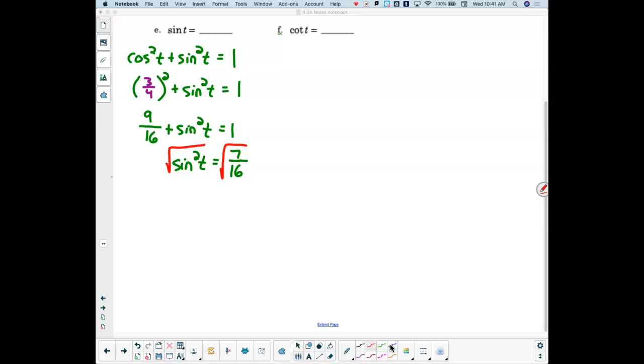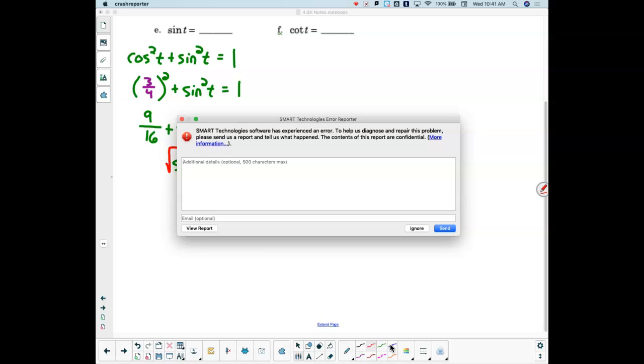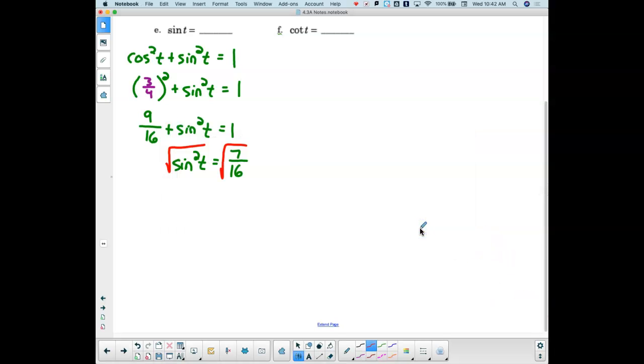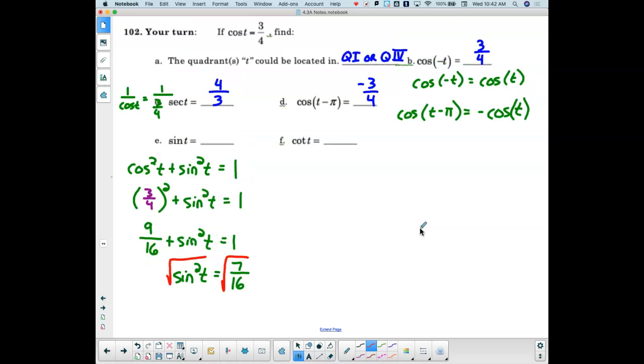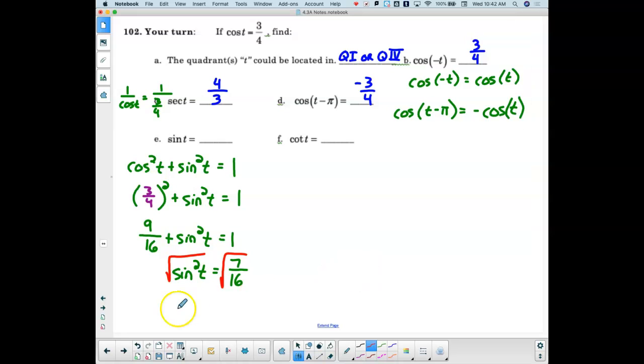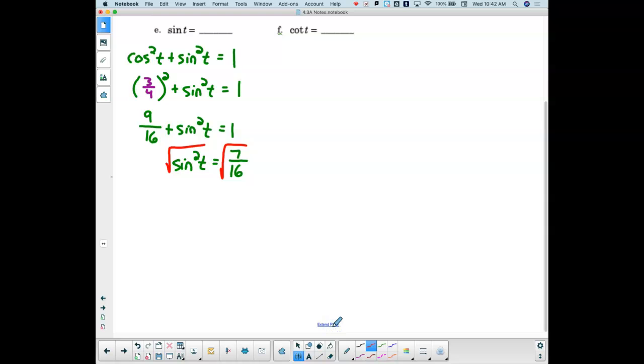So the sine of t is going to be plus or minus the square root of 7 over 4.